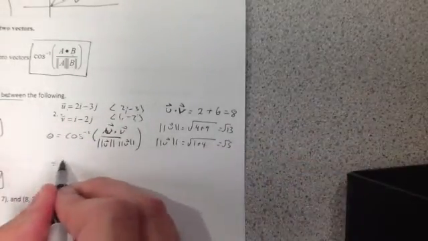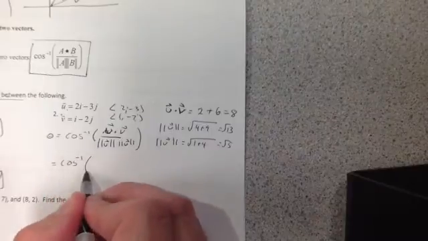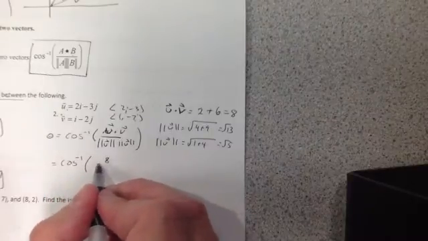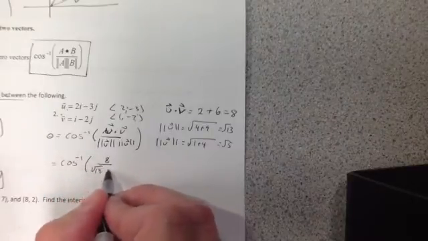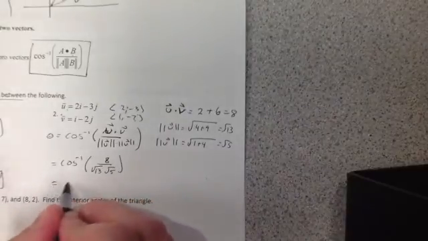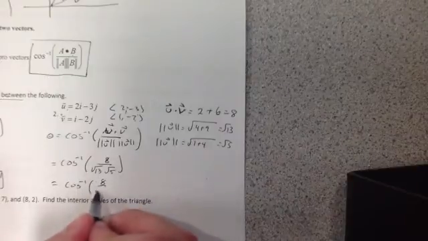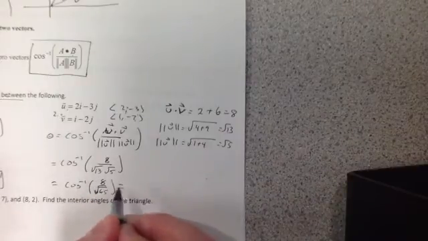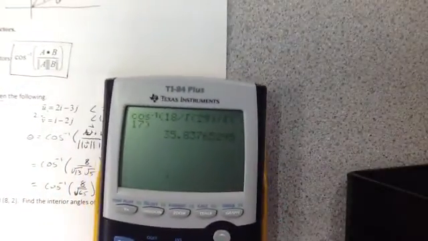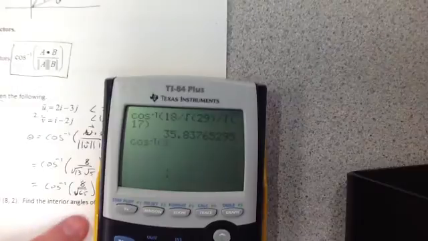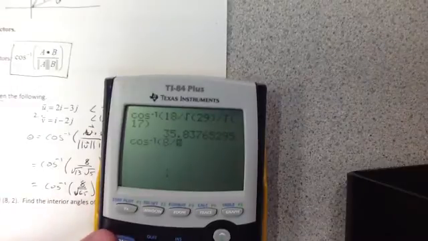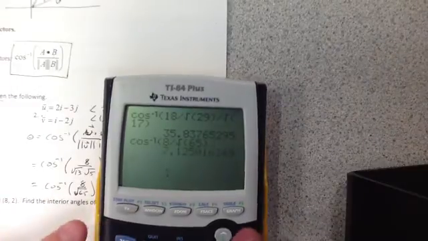So if I just plug everything in here, we get 8 on top over the square root of 13 times the square root of 5. Now you can simplify this a little bit if you want to make it easier. This is 8 over the square root of 65, and you can just type that in your calculator. Might be a little bit easier. So second cosine, 8 divided by the square root of 65. Hit enter.